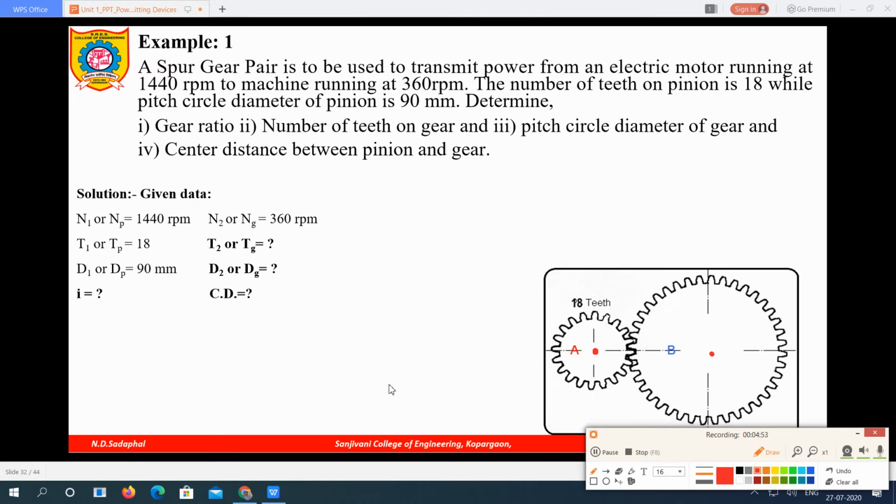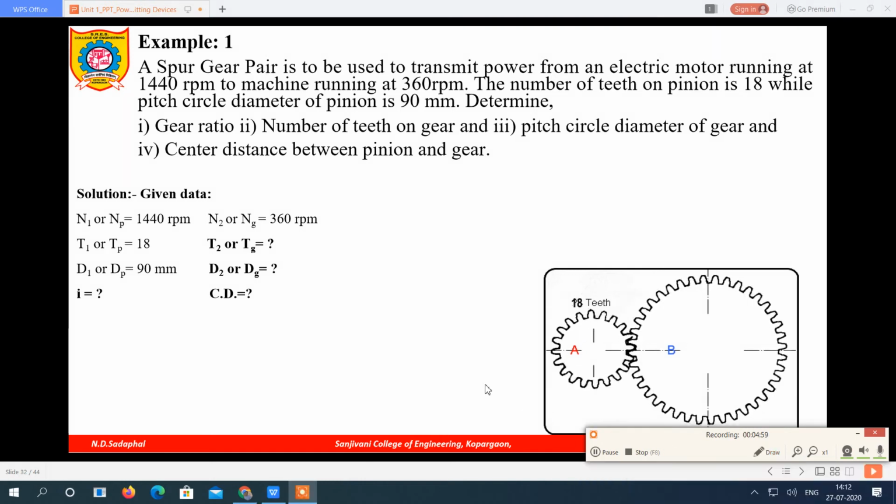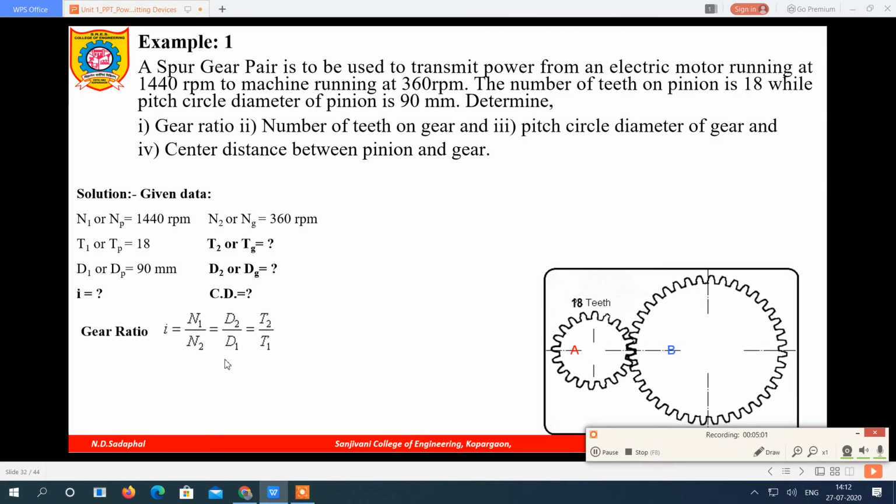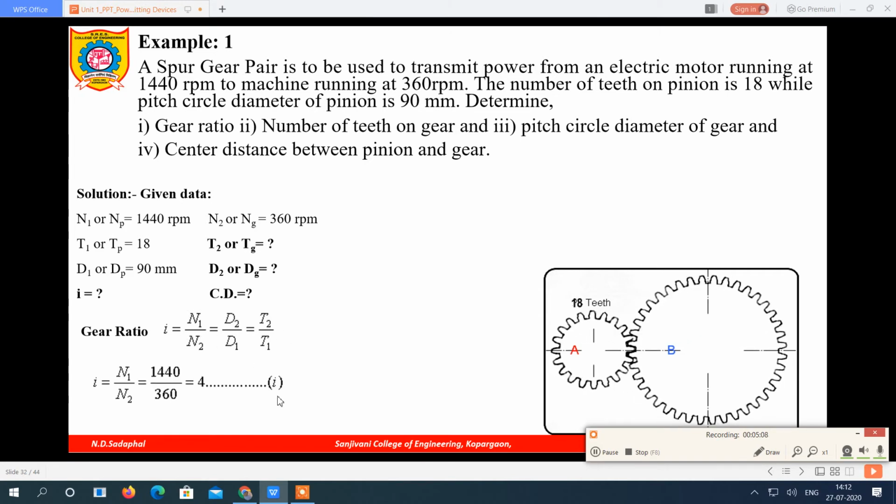So we'll see how to calculate it. We know gear ratio i equals N1 upon N2, D2 upon D1, and T2 upon T1. So simply we will put in the values. i equals N1 upon N2, N1 is given as 1440, N2 is given as 360. So we get 1440 upon 360 equal to 4. So the gear ratio is equal to 4.